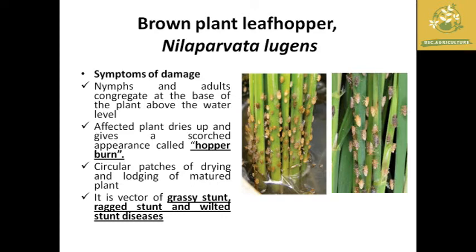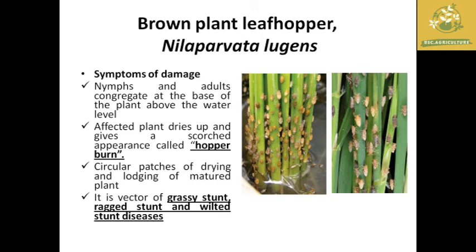So they suck the plant nutrients. And regarding their specific location, the nymphs and adults are mainly present at the base of the plant, just above the water level. The hopper burn also appears in the matured lodging areas as circular patches. These circular patches identify an infestation of brown plant hopper in the rice field.